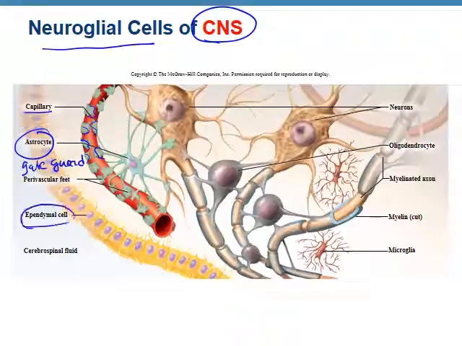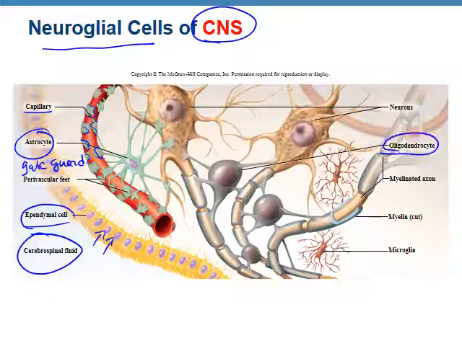The ependymal cells, these guys are going to line the brain ventricles or cavities, and they're going to help produce cerebral spinal fluid. Then we have the oligodendrocyte, and you can see this here, little cyclops looking cell, and it's going to produce myelin, and that myelin is going to wrap around and insulate the axon so that the action potential signals happen more quickly.